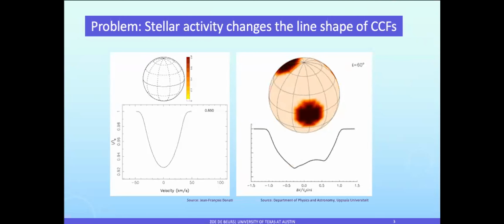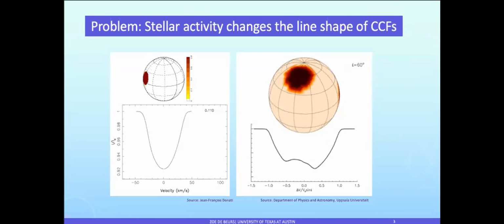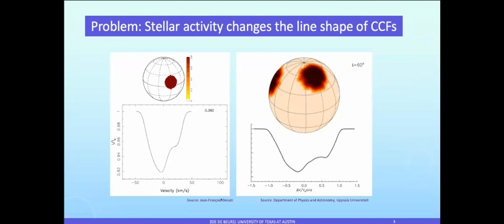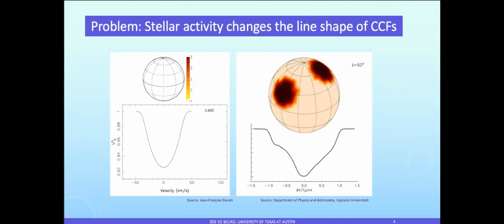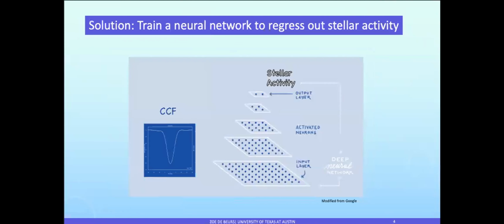And so if we want to be able to detect smaller and smaller planets, we have to characterize and effectively remove stellar activity signals to be able to see these smaller planets. So our solution to this problem is to train a convolutional neural network to regress out stellar activity. So neural networks are considered state-of-the-art for shape recognition, and neural networks are sets of nodes that are loosely modeled after the structure of the brain and can be trained to recognize patterns.